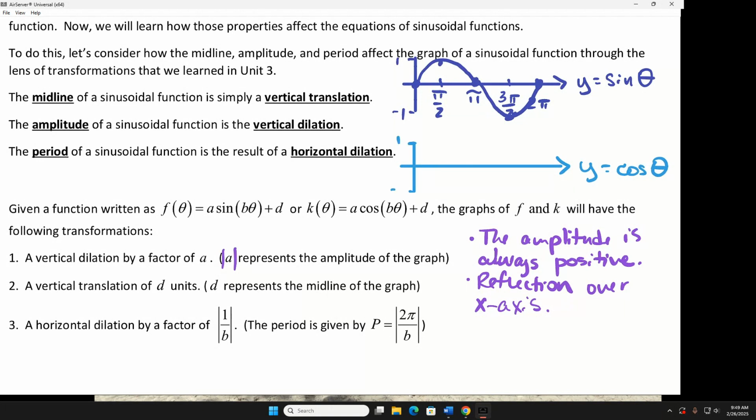All right, so let's do that same thing for cosine. So the period is the same, 2 pi, for the parent function.